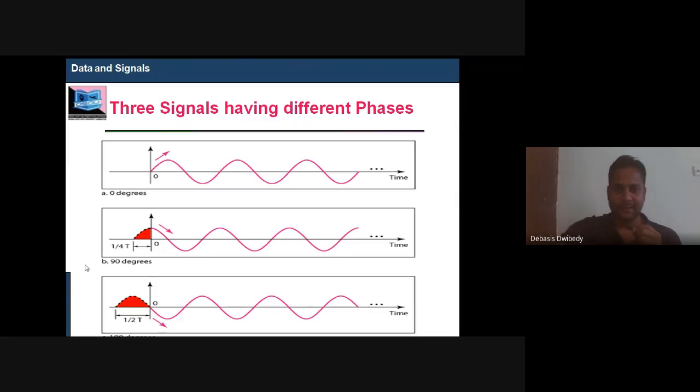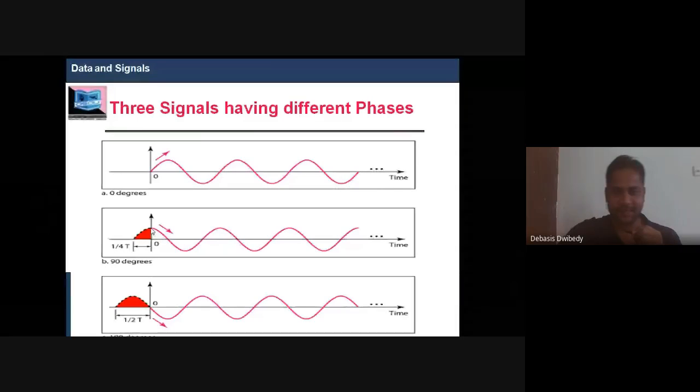Okay, now come to phase. Phase, we studied, is the position of the signal relative to time zero. So this is a signal, and this is called the positive x-axis and this is called the negative x-axis. Here we have to see the position of the signal from this position. Look at that. This is a signal; let us say this is the original signal. What has happened here?